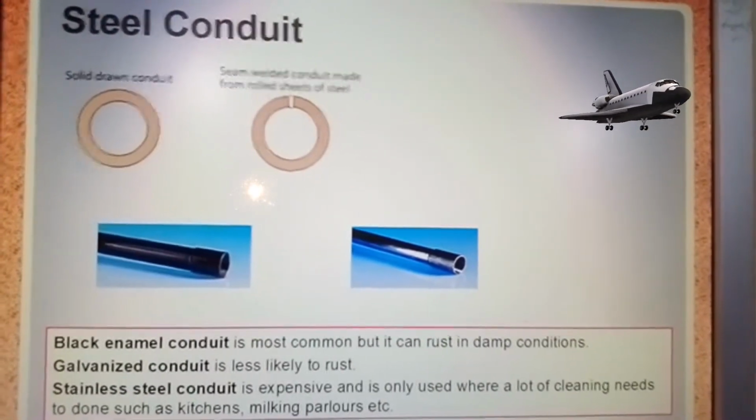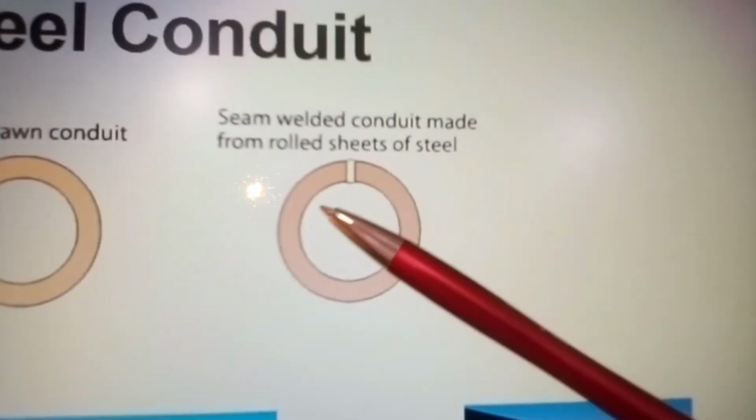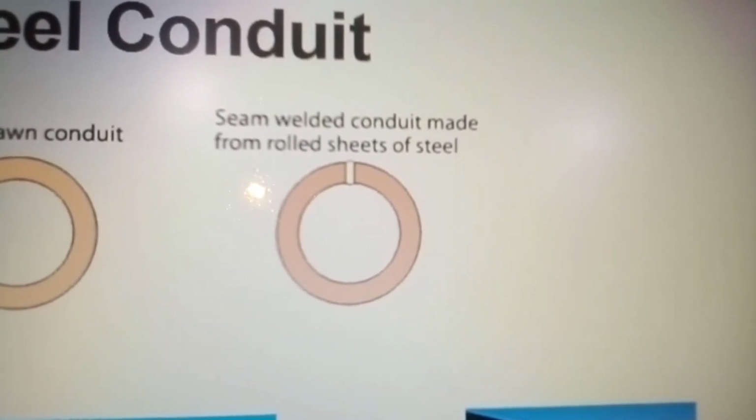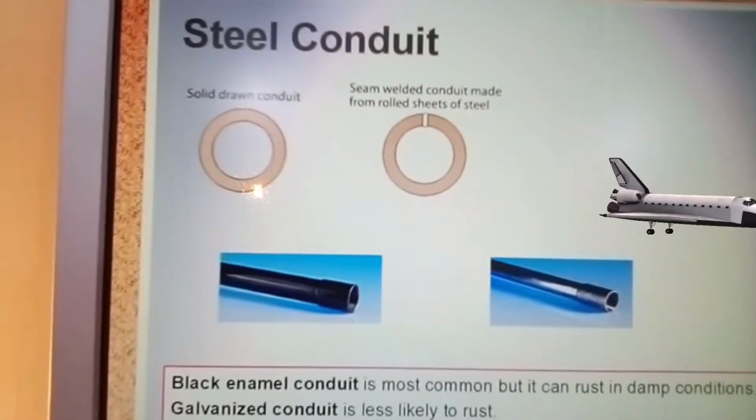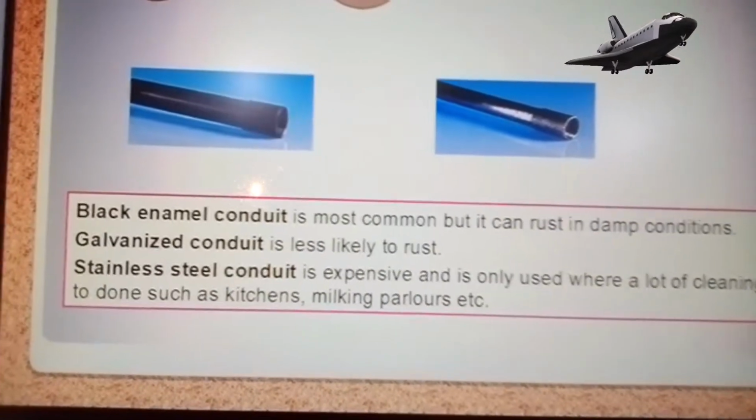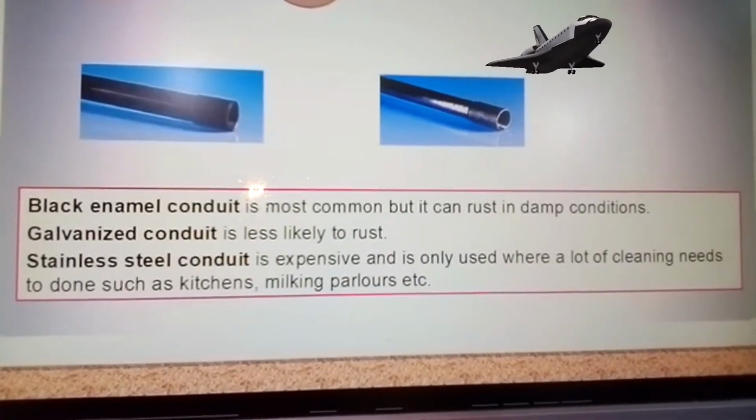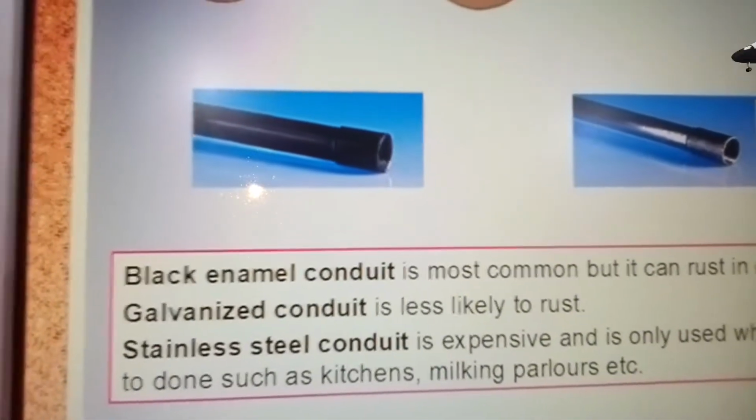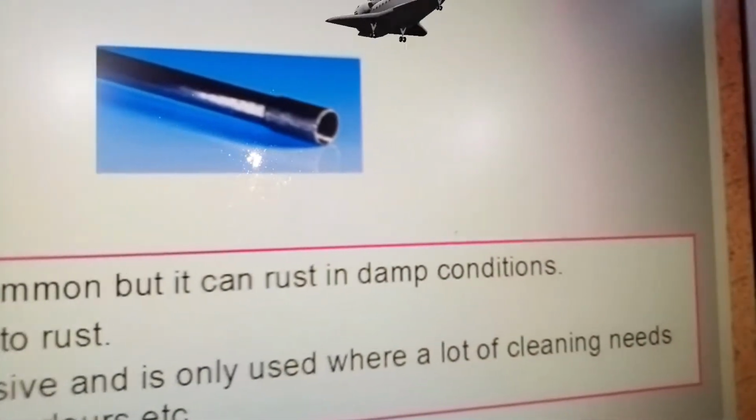And here we have steel conduit. Now here we have solid drawn and seam welded conduit. Normally the solid drawn is black enamel, and we can have galvanized as well. We're going to make sure that you can get this into full view. And here you can see that you have black enamel. So we can go across and you can get the text into full view.